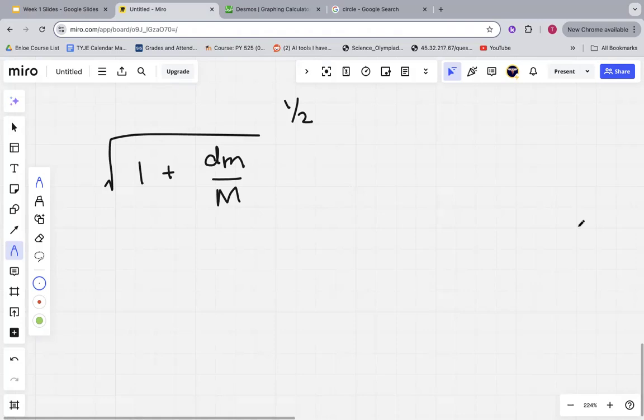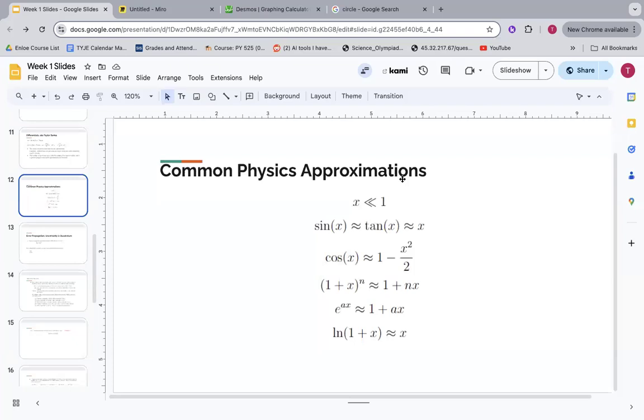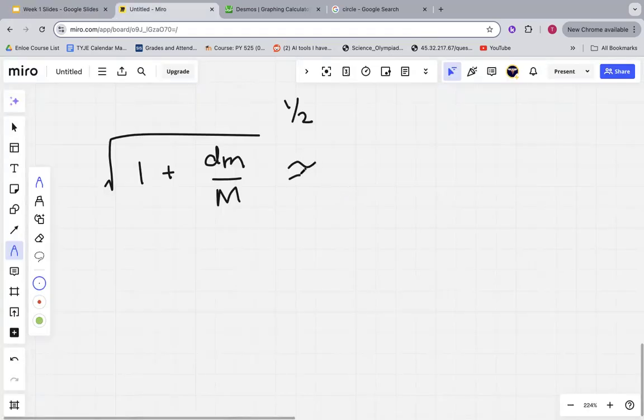Okay, that sounds good. So looking at this common physics approximation, 1 plus something on the inside to the power of n, where n is 1/2 here, is approximately 1 plus this something on the inside, divided by 2, since we're multiplying by 1/2. So this is approximately 1 plus 1/2 dm over M.